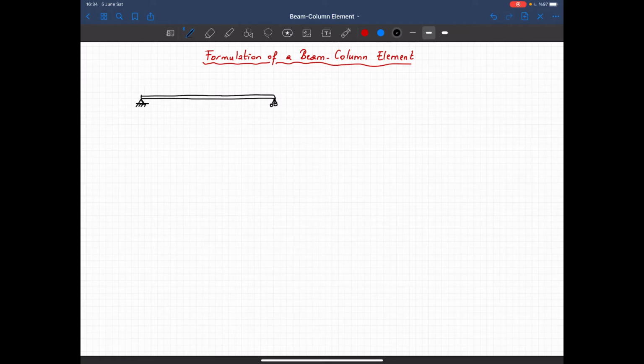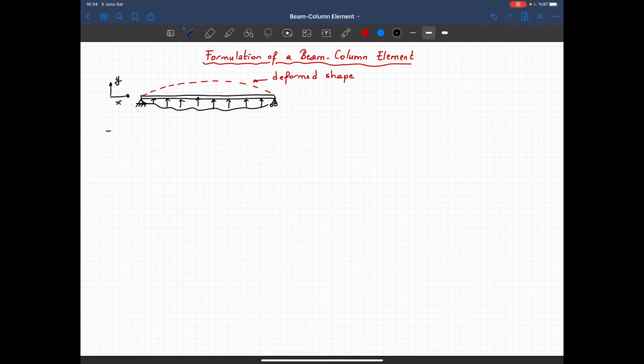And let's assume that we have some loading on it. Because of this loading, we will see that the beam will bend as follows. So that's the deformed shape. And let's say that that's the x-axis and that's the y-axis.